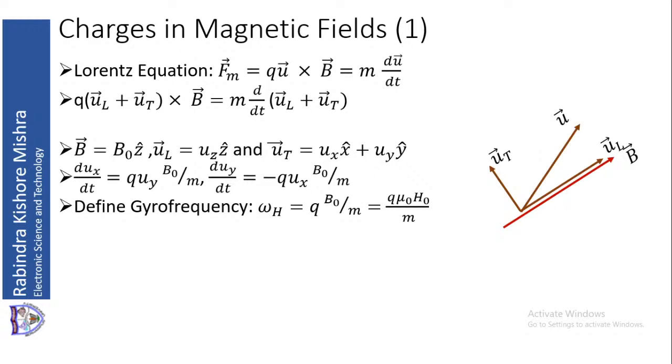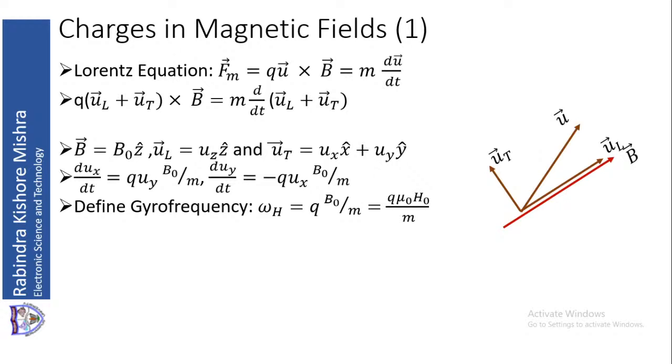Now why we are calling it gyro frequency, that you can easily find out if you do a dimensional analysis. So make a dimensional analysis. q B0 by m, its dimension will be 1 upon T. So q B0 by m will give you 1 upon T, and 1 upon T is frequency. Therefore we call it gyro frequency. Dimensionally, omega h is equal to frequency. So we call it gyro frequency.